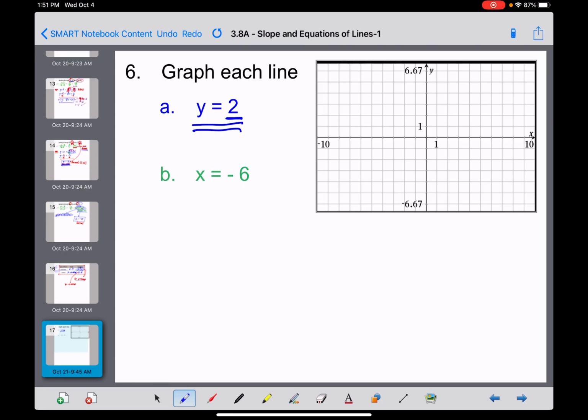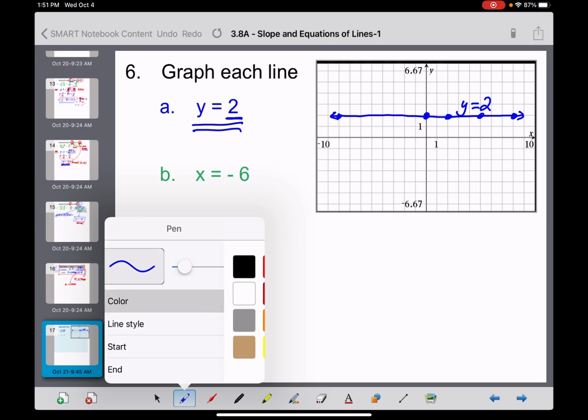So from the origin, I'm going to go up 2 units and place a dot right there. And I know that this line is horizontal because there is no x, so I draw the one and only horizontal line that passes through that point, and that is the line y equals 2. Every single point on this line has a y-coordinate of 2. That's what they all have in common.